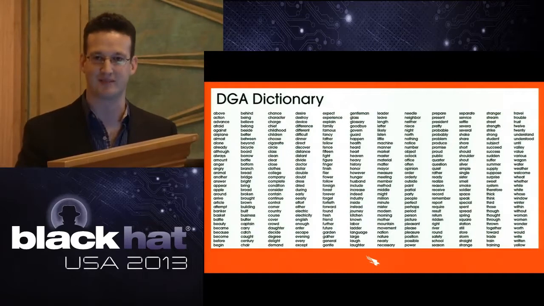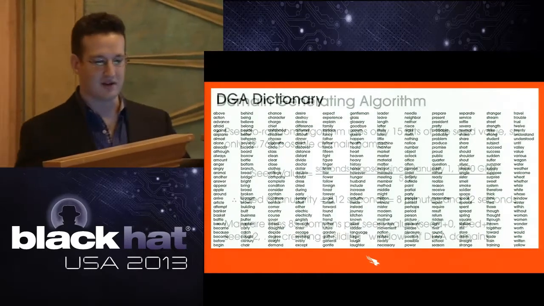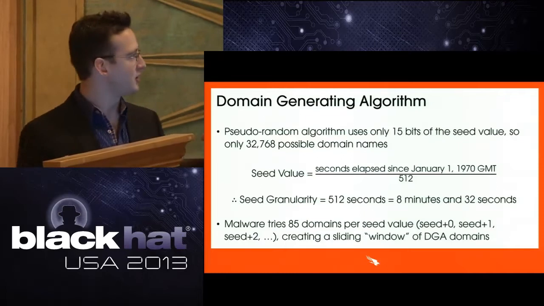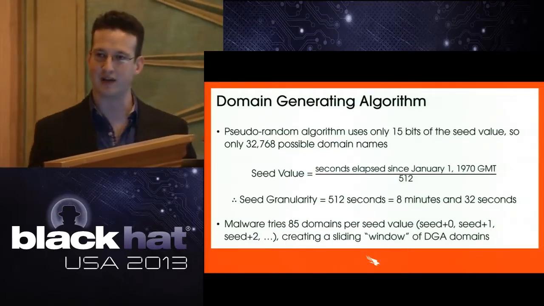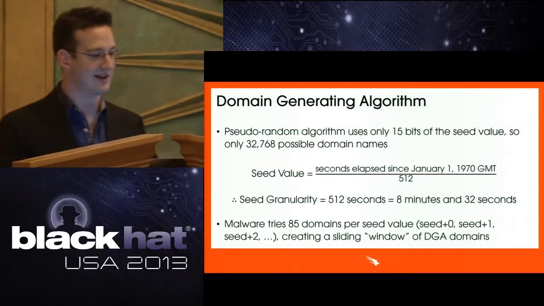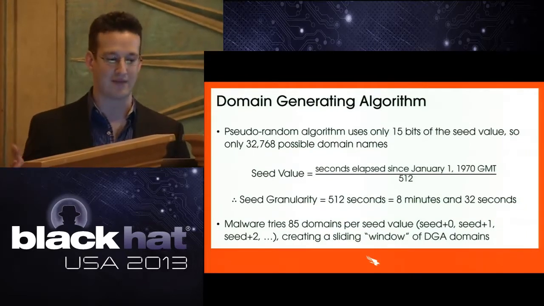147,456 possible domain names. That would be a lot to monitor. The good news is that the pseudo-random algorithm uses only 15 bits of the seed value. So there are actually only 32,000 possible domain names. The seed value is calculated using the number of seconds that have elapsed since the beginning of 1970 and divides that by 512, leading to a granularity of 8.5 minutes.